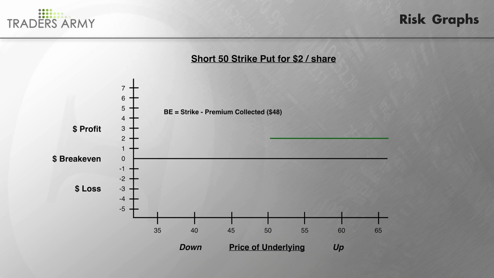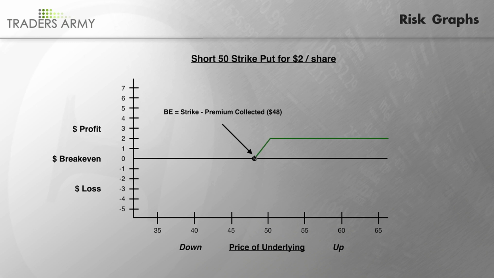Where's our break-even price? We take a look at the strike price minus the premium collected. That takes us out to $48, and we put a dot at 48. Remember, the break-even for the long and the short are the exact same when you remove the commissions. So how do we draw these lines? Well, now we're just going to simply connect this green line that shows our max reward price point to the dotted line.